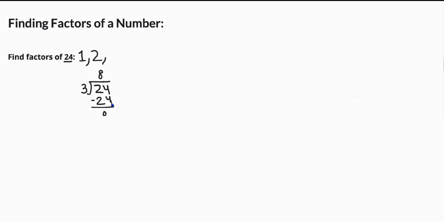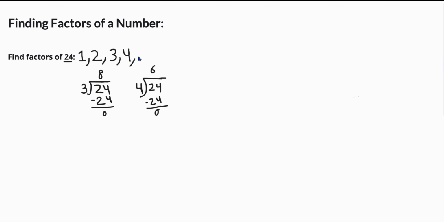0 will give you a remainder. So 3 and 8 are ones. So we got 3. Let's see if 4 can be a factor. So we have 4. 4 can go in 24 6 times. 6 times 4 is 24. Yep. So we have 4.